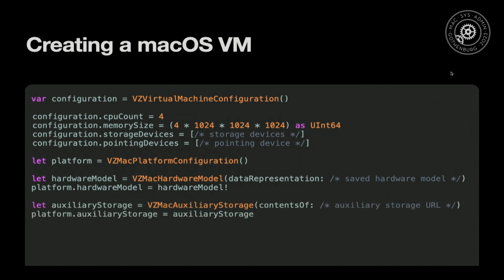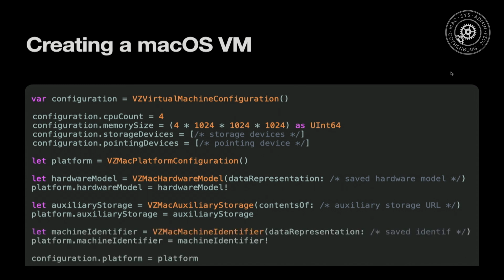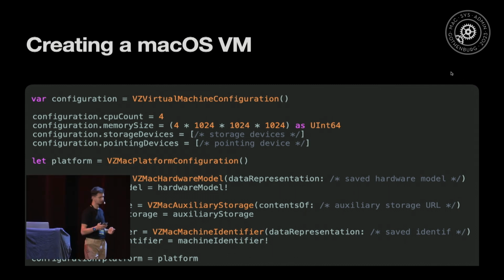Of course, we need some storage, so we add it using an auxiliary storage object and pass there a URL to a file that acts like a storage. And a machine identifier to distinguish this virtual machine from others. It is a unique number that identifies the machine, and when our platform is set, we're ready to pass it to the configuration. So the basic preparation is ready.